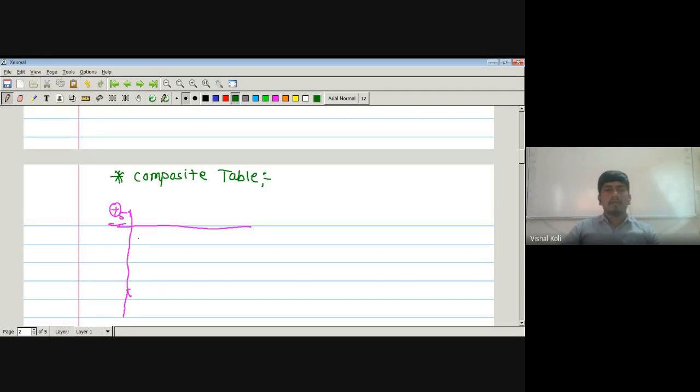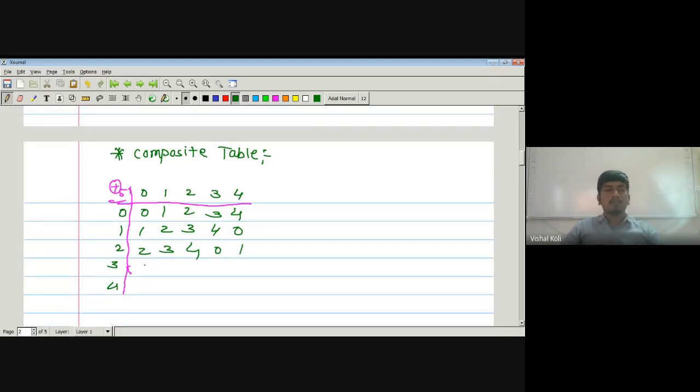Elements are 0, 1, 2, 3, 4. 0 plus 0, 0. 0 plus 1, 1. 0 plus 2, 2. 0 plus 3, 3. 0 plus 4, 4. Similarly, this row also: 1 plus 0, 1. 1 plus 1, 2. 1 plus 2, 3. 1 plus 3, 4. 1 plus 4, 5. But under modulo 5, the remainder will be 0. 2 plus 0, 2. 2 plus 1, 3. 2 plus 2, 4. 2 plus 3, 5, its value 0. 2 plus 4, 6, its value will be 1.